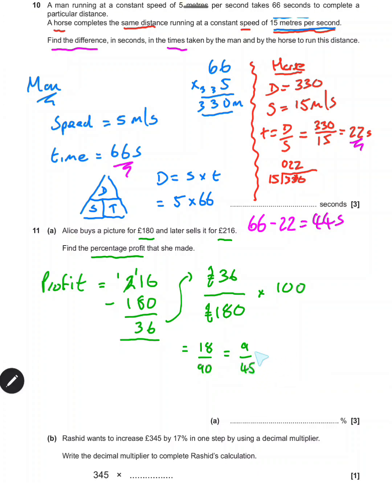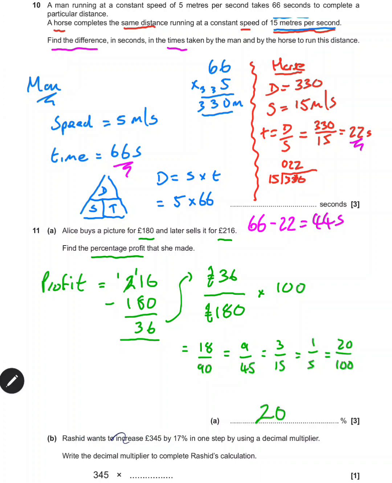These will both divide by 3, which is 3 over 15. And again, these will both divide by 3, which is 1 over 5. I'm getting close to something I can do now, but I've spotted something. If you times this by 20, you will get 100. 5 times 20 is 100, and 1 times 20 is 20, and 20 out of 100 is 20%.